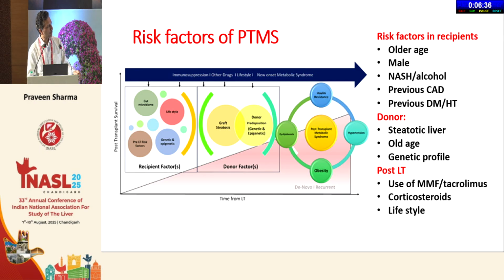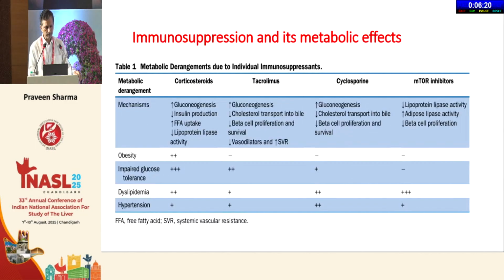But in the donor, we can use a non-steatotic liver, we can use a donor of less advanced age, and we can look at the genetic profile. And we can modify our immunosuppression according to the profile of the patient before transplantation. We should also know that the various immunosuppressants we use have some metabolic complications. If you're using steroids for a prolonged duration, which we mostly do not, these patients become more obese and get more diabetes and dyslipidemia. If you're using tacrolimus, there is a chance of developing diabetes.